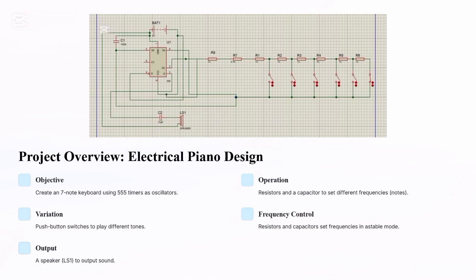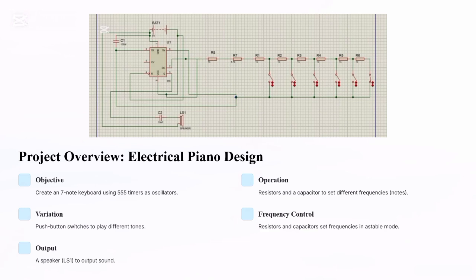Now moving on to the right side of the circuit. This is where the piano functionality comes into view. We have a series of push button switches which each connect to a different resistor, R1 through R6. These switches are in parallel and each one is connected to a unique resistor in the circuit. When a button is pressed, it changes the resistance in the circuit, which in turn modifies the frequency of the signal output by the 555 timer.